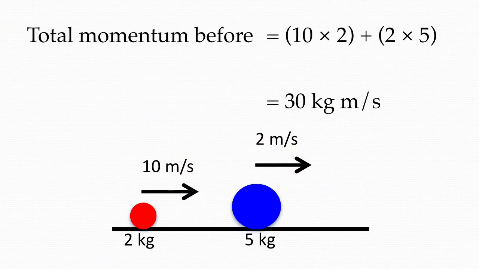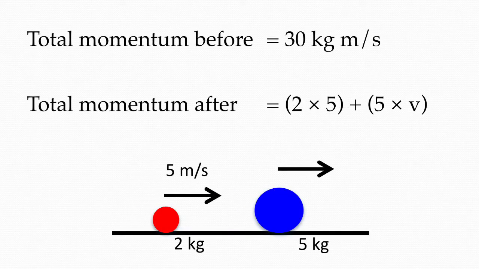Here we have a small red ball that's about to collide with a blue ball. Now, the total momentum of the red ball and the blue ball is the momentum of the red ball, 10 times 2 for 20 kilogram meters per second, plus the momentum of the blue ball, 2 times 5, 10 kilogram meters per second. So the total is 30 kilogram meters per second. The total momentum of the system before they collide is 30 kilogram meters per second.